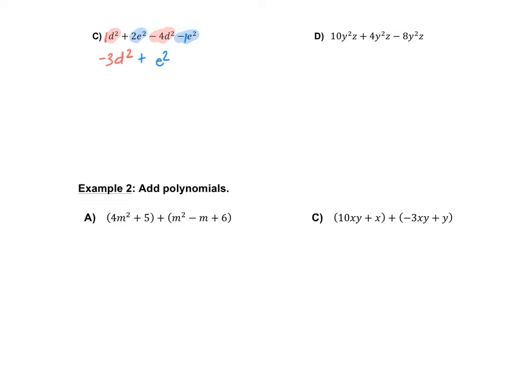Okay, the next example D, 10y squared z. That can only be combined with other y squared z's, which is that and this. So they all can be combined. So basically I'm doing 10 plus 4 minus 8. 10 plus 4 is 14, minus 8 is 6 of those, 6y squared z's. So you're combining like terms. You're adding them, keeping the variables and their powers.